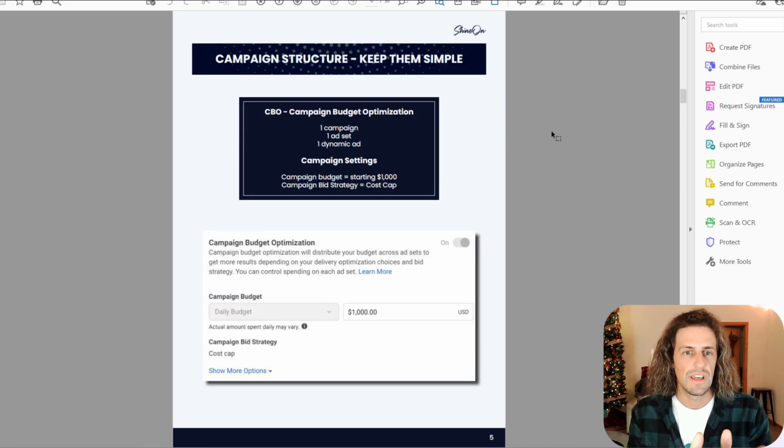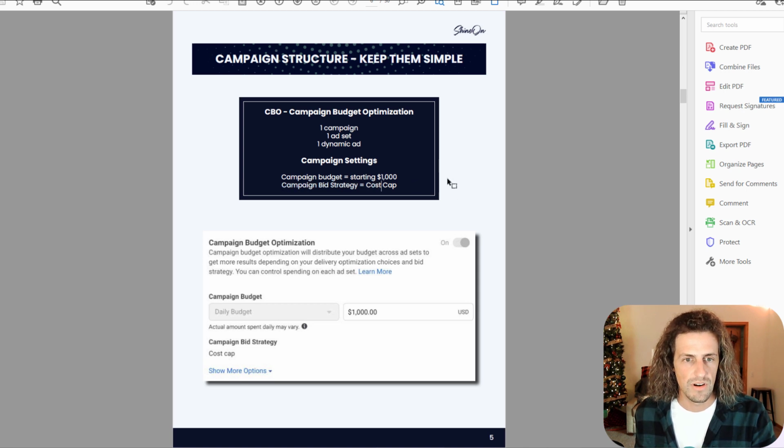So the structure: campaign budget optimization. The budget is at the campaign level as opposed to the ad set level. It's one campaign, one ad set, and one dynamic ad. For your campaign budget, we like to start at $1,000 with a campaign bid strategy, as I mentioned, cost cap.